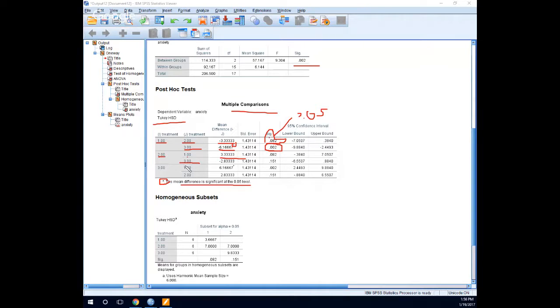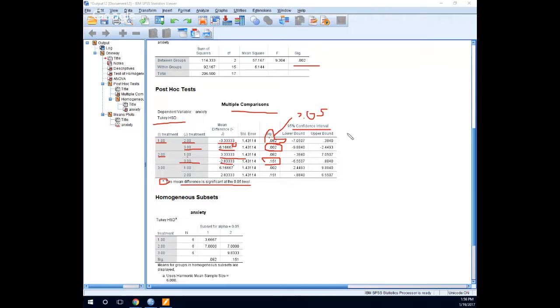So the group 2 mean minus the group 3 mean is negative 2.8, meaning that folks in group 2, on average, scored about 2.8 points lower than those in group 3. But here's our p-value, and you can see that it's indicating a non-significant difference between those two groups. So the only group difference that is statistically significant is group 1 versus 3.